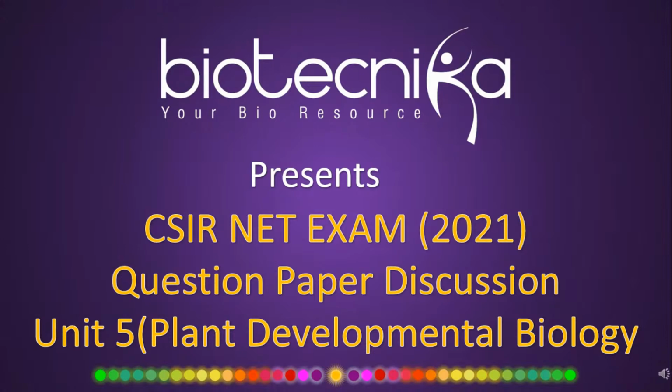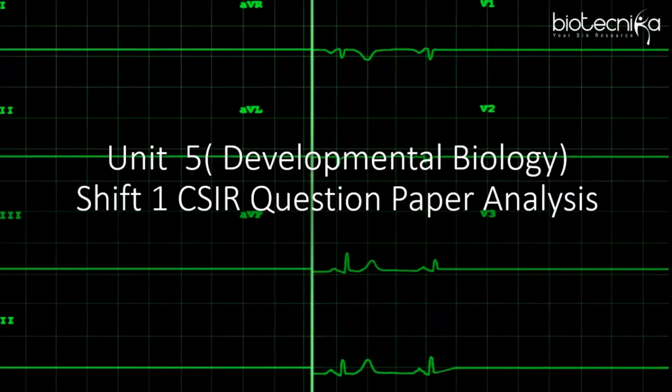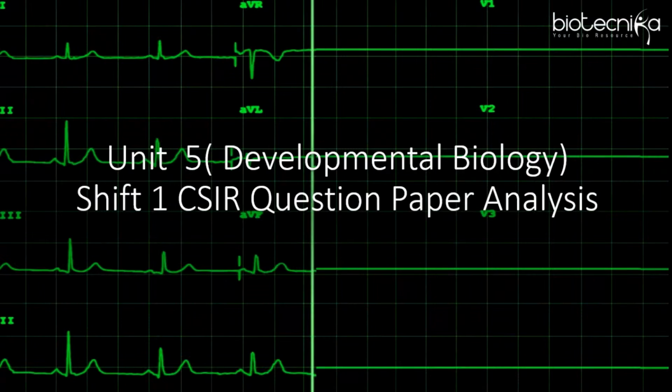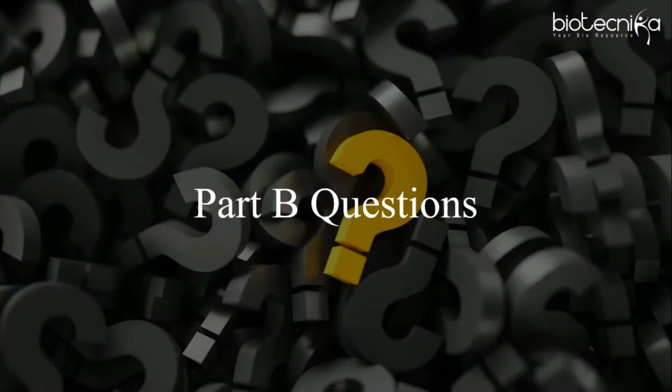I will be discussing questions that have come from this particular part in your examination, and questions from animal developmental biology will be taken up by Mrs. Urmimala ma'am. All right, so let's get started. This time, we had a very good and nice set of questions from this part in both the shifts. So first, I will be taking up Unit 5, Shift 1, CSIR question paper analysis, and we'll begin with Part B questions of Shift 1. So let's start.